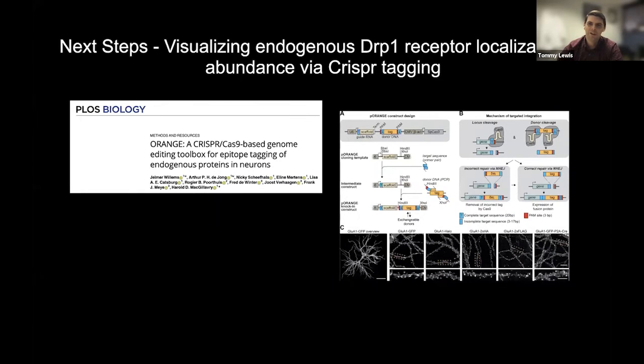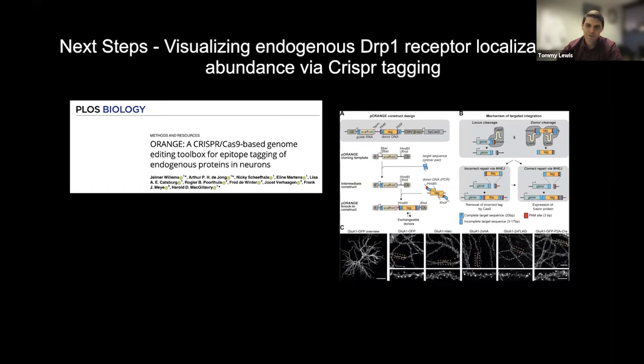But at the same time, we also are trying to implement this new tool using this ORANGE construct published by the McGillivray lab to basically knock in GFP to the endogenous locus for each of these receptors. And they've designed this really interesting construct that has basically all the elements you need on the same plasmid. So you have your guide RNA, your tag with the homologous arms, as well as the Cas9, so that we can use this in neuron systems.